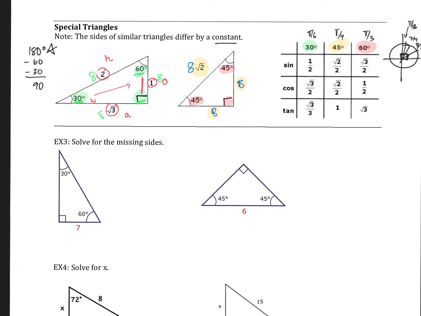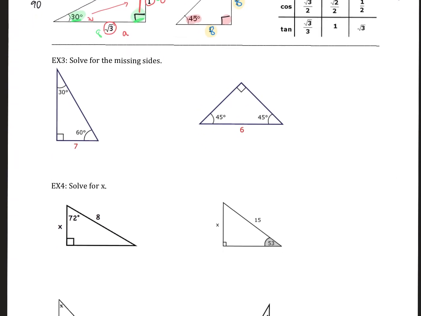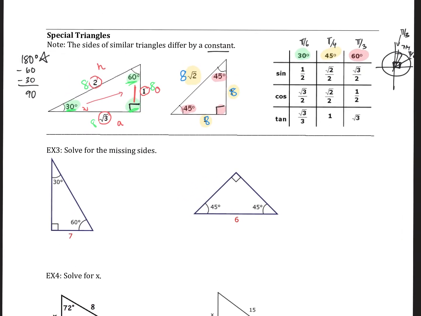So now let's use this idea to solve example 3. Solve for the missing sides. Alright, so let's take a look at what we're given here. Well, we have a triangle, and then we have some different angles. Let's take a look at the angles.